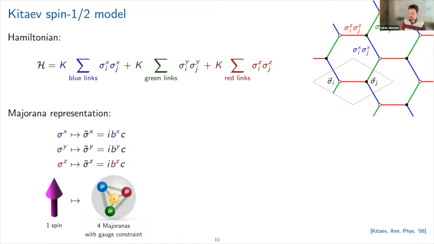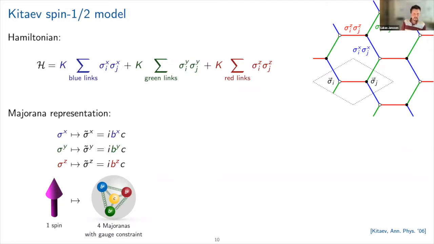And you can show that this combination of products of Majorana operators satisfies the SU(2) algebra, assuming that a particular gauge constraint, a kind of Z2 gauge constraint, is satisfied. So with this gauge constraint, this is really a faithful representation of your spin operator. And therefore, it is allowed to replace your sigmas by these Majorana operators.